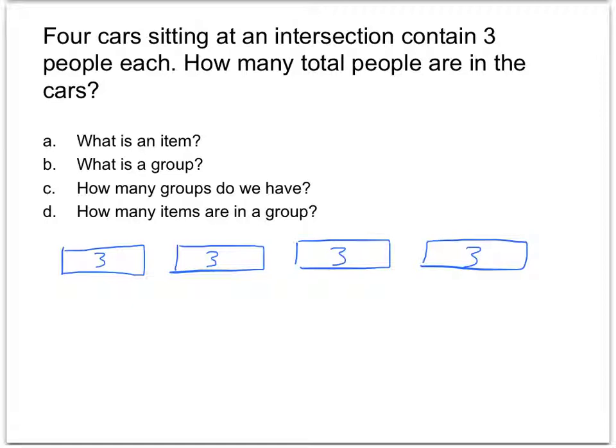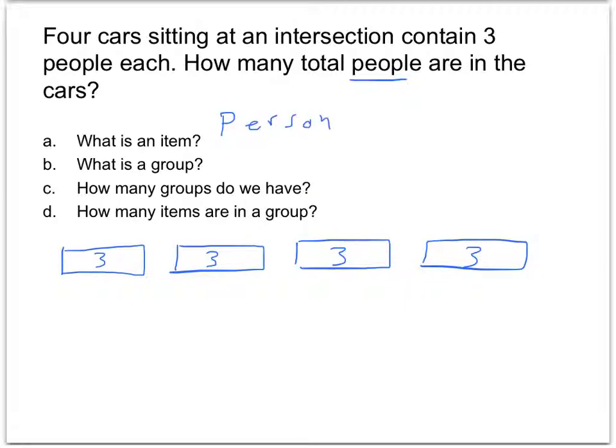Now obviously we could count the number of people. We'd have 3, 6, 9, 12. So there's our answer, but let's look at how we can set this up as a multiplication problem. Okay. So the first question, what is an item? Well, to get the item, we need to look at the question being asked in the problem. So how many total people are in the car? So an item is people or person.